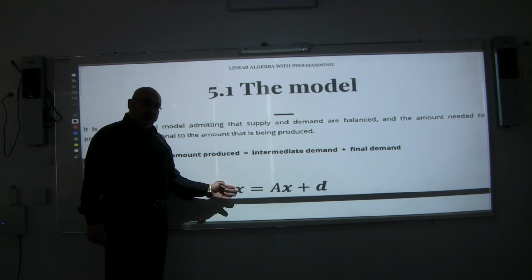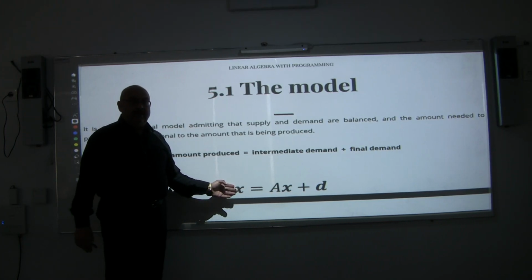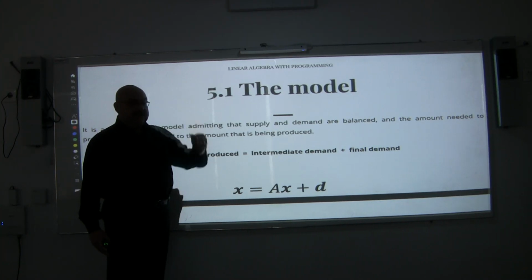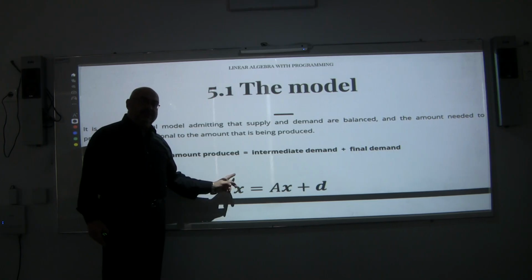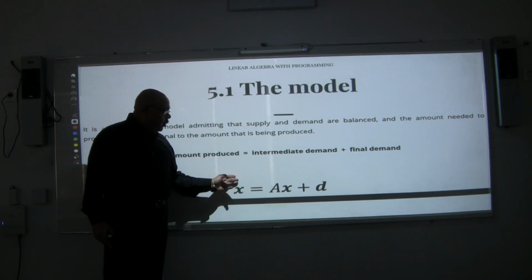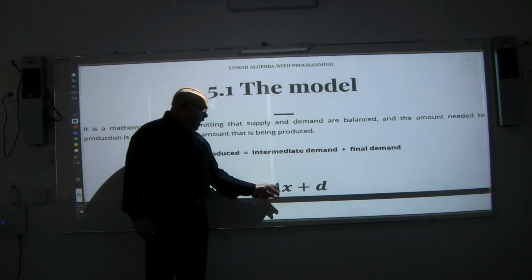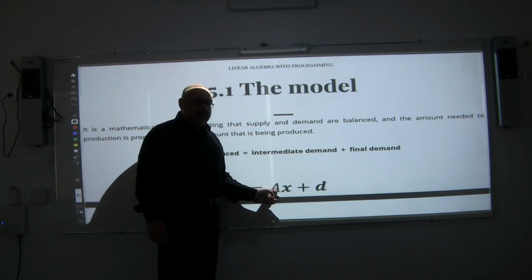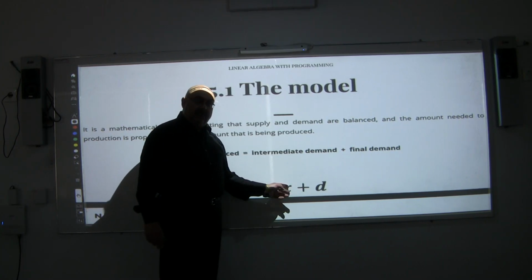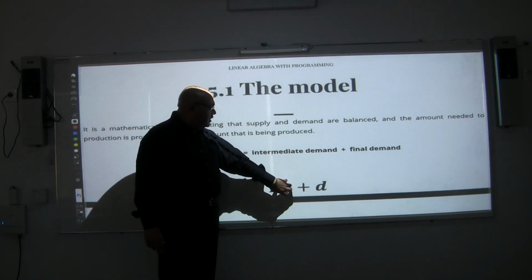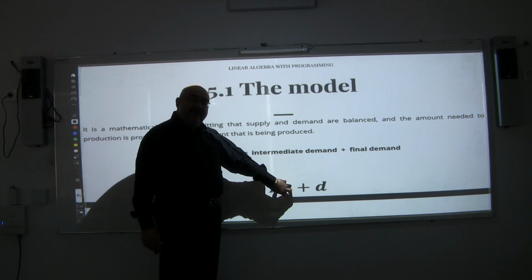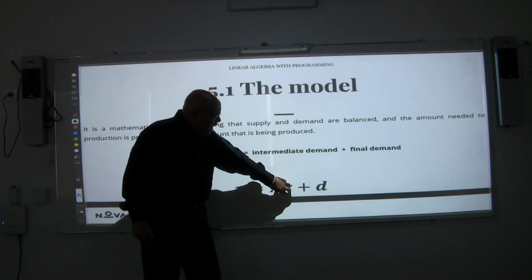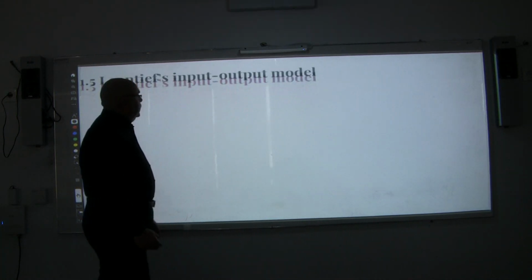X stands for the production of any sector. So if I have an economic system and it contains 3 sectors, I will have a column here, which is X1, X2, X3: sector 1, sector 2, sector 3. A represents the technological matrix or the technical matrix. We will see how to build it. And then AX is a part of the production. This is the percentage of the production that will be consumed within the various sectors, and the remaining will be the final demand.